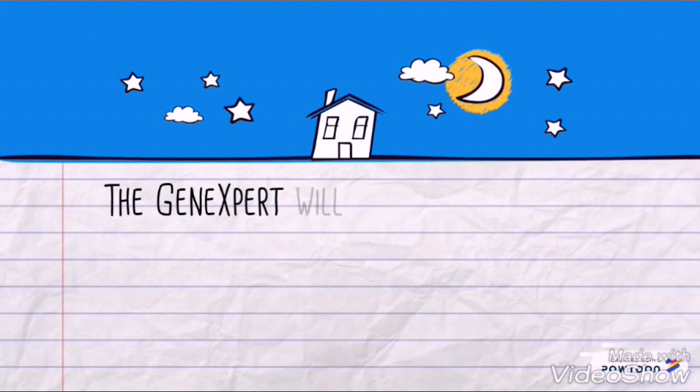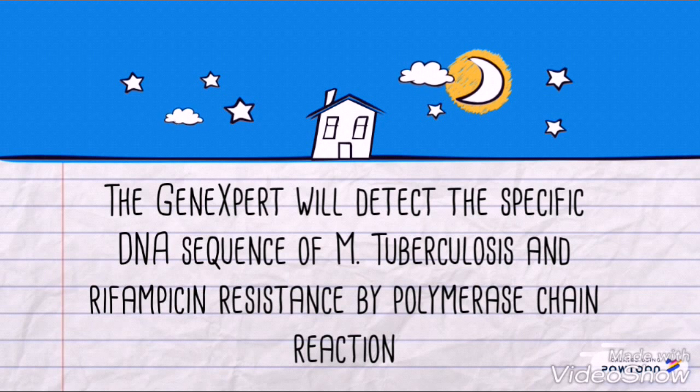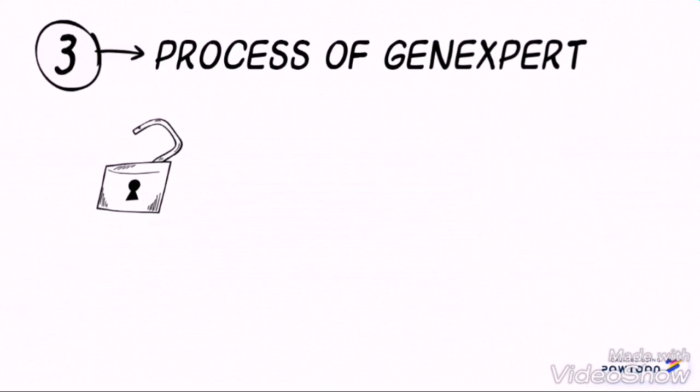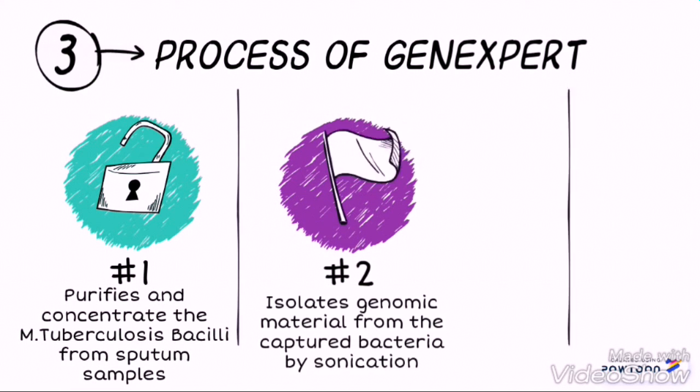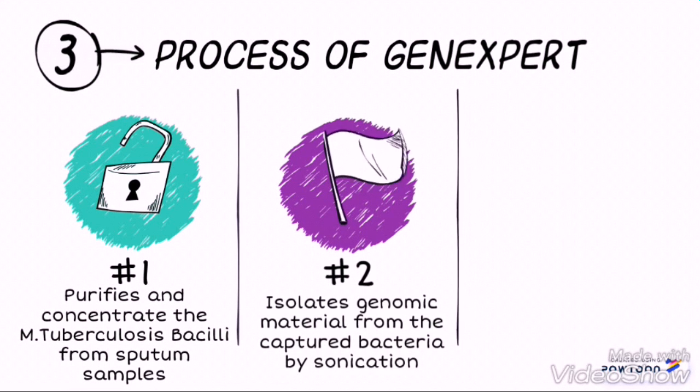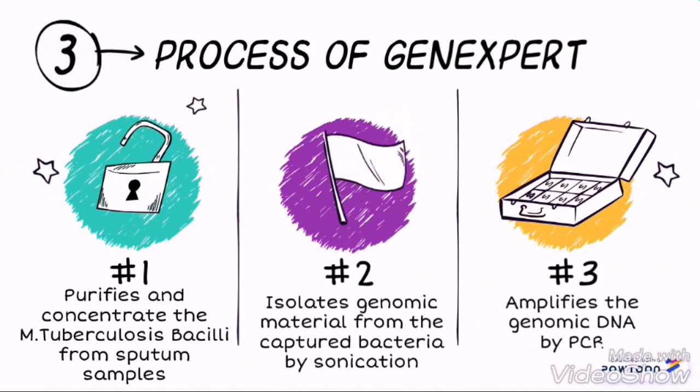The GeneXpert will detect the specific DNA sequence of M. tuberculosis and rifampicin resistance by polymerase chain reaction. GeneXpert will purify and concentrate the M. tuberculosis bacilli from sputum samples. It then isolates the genomic material from the captured bacteria by sonication and amplifies the genomic DNA by PCR.